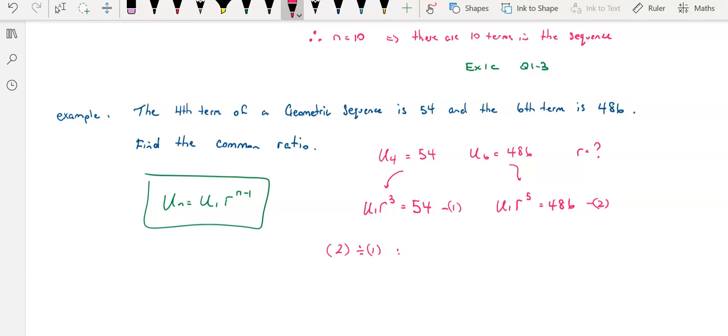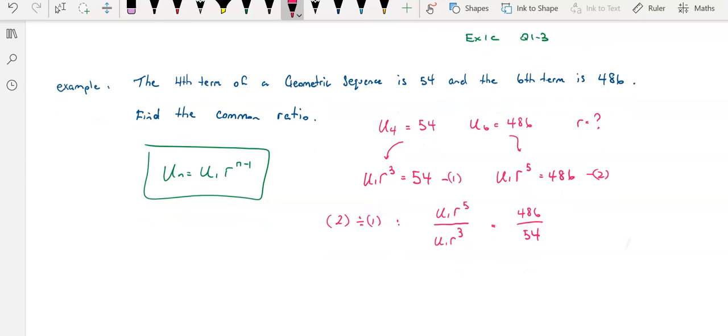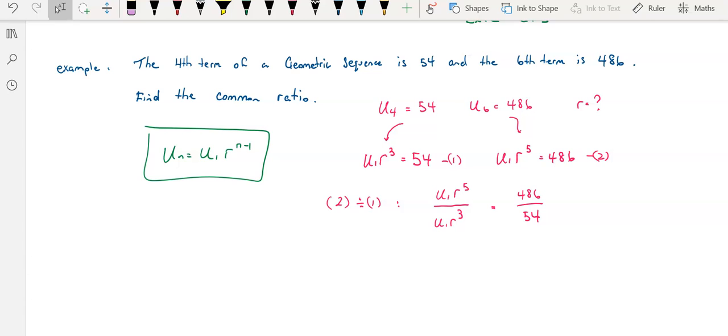Okay, so the result of that is going to be u1 r to the power of 5 over u1 r to the power of 3, and that's going to be equal to 486 over 54. Dividing one equation by another is just the same in terms of validity as subtracting right through, or adding right through, which is adding two equations together, which is typically what we've done with linear style equations. Okay, so let's move this forward.